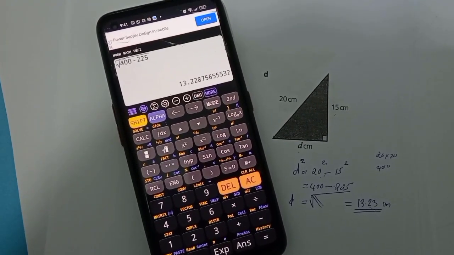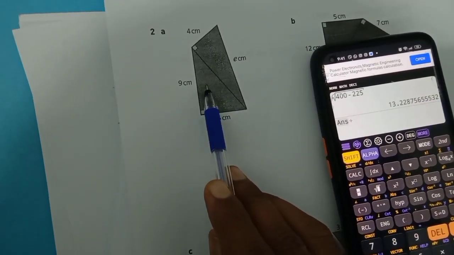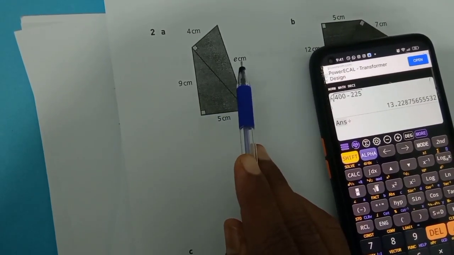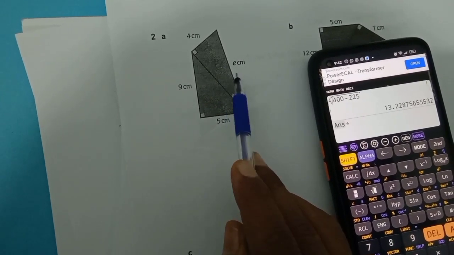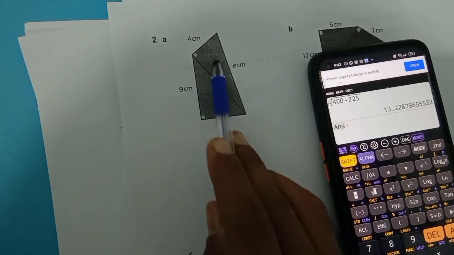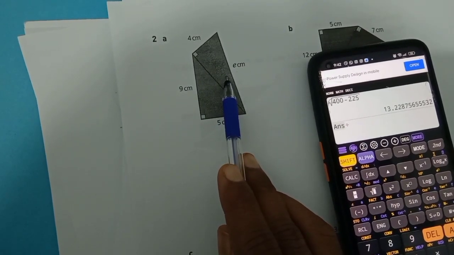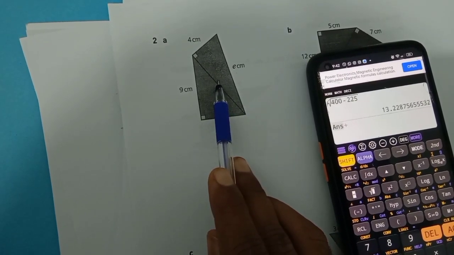Okay, look at the next one. So this is the next figure. So we want to find out the E. Again, we find out the E. So first, E is the hypotenuse of this triangle, right? Okay. So before finding this side, you must find out this side.